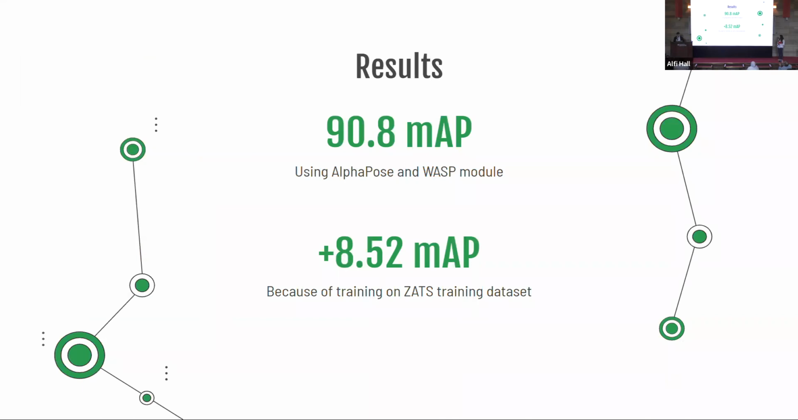So let me take you to the results part. We successfully achieved 90.8% mean average precision by using the AlphaPose model and merging it with the WASP module, which was described by Ahmed. And we achieved an increase in mean average precision of 8.52 by training this model on our training dataset.